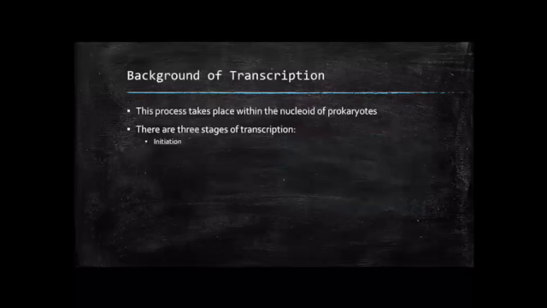Now that we got all of our background information done, it's time to discuss finally the steps of transcription. So transcription, as mentioned before, is the process of taking information contained in DNA and copying it into RNA nucleotide sequences. This process takes place within the cytoplasm of prokaryotes, not the nucleus like eukaryotes, since prokaryotes don't have one. There are 3 stages of transcription that we're going to discuss, and these are the initiation, elongation, and termination. So our first step we're going to discuss is the initiation step.